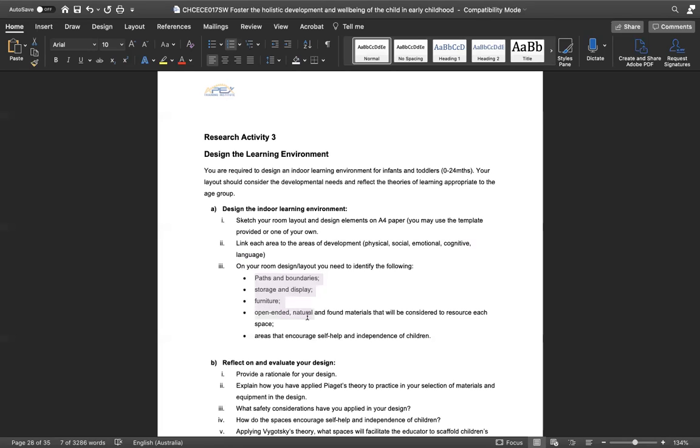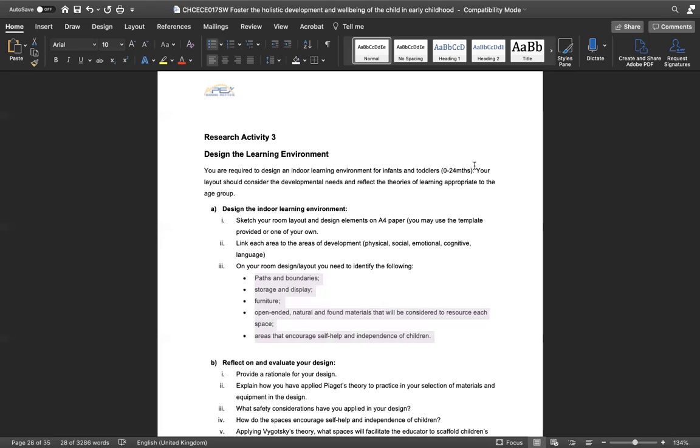You have to have open-ended and natural materials. Childcare centres like natural materials, and what I mean by natural materials is don't have plastic toys, have wooden baskets, wooden blocks. Try and make it more natural resources that will be considered for the space. Areas that encourage self-help skills and independence for children.